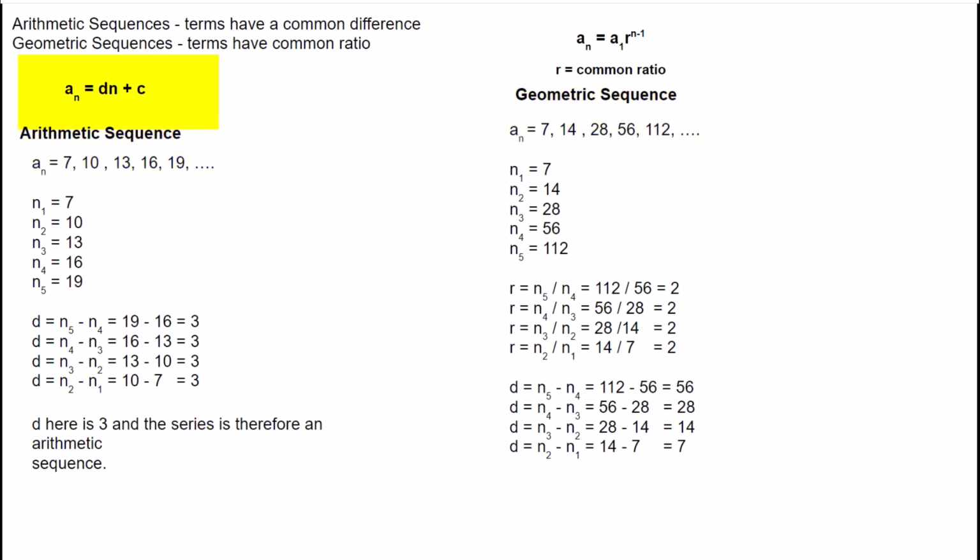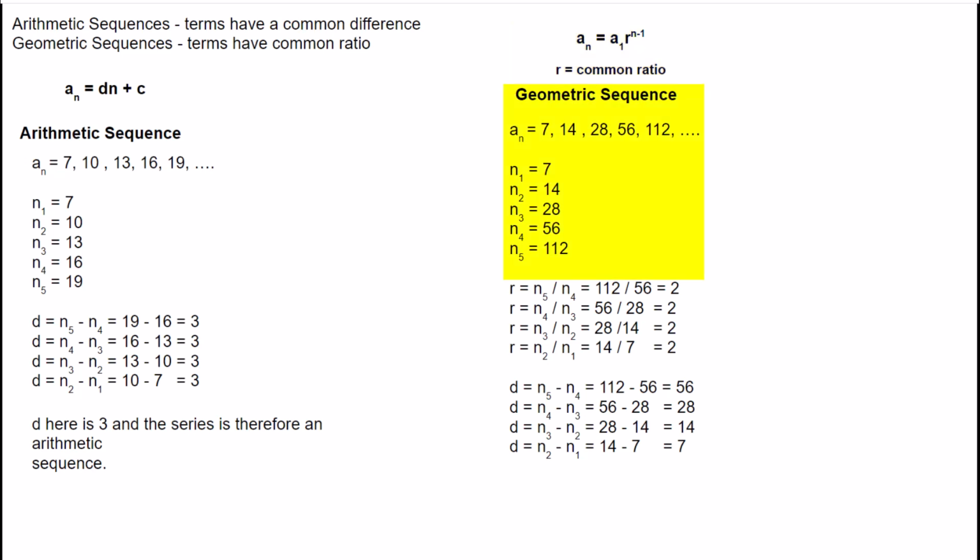Just like we have the formula a sub n is equal to d times n plus c for arithmetic sequences, there's also a formula that describes geometric sequences. And that is, a sub n is equal to a sub 1 times r raised to the power of n minus 1. Let's break this down and analyze it a little bit.